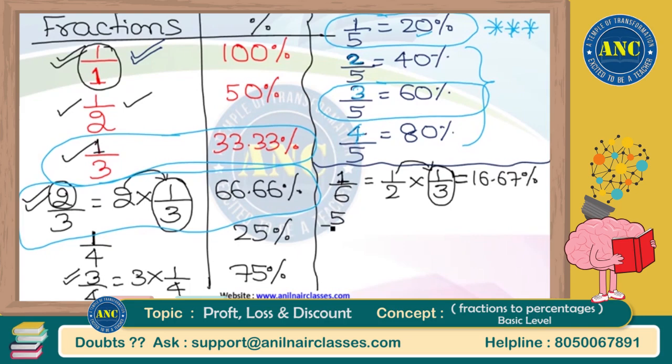Again if I increase, 5 by 6. 5 by 6 is 5 into 16.67. You will get the answer. Or 5 by 6 can also be written as 1 minus 1 by 6. 1 is 100%. 1 by 6 is 16.67%. 100 minus 16.67 is 83.33%. I believe that it is very clear for you.